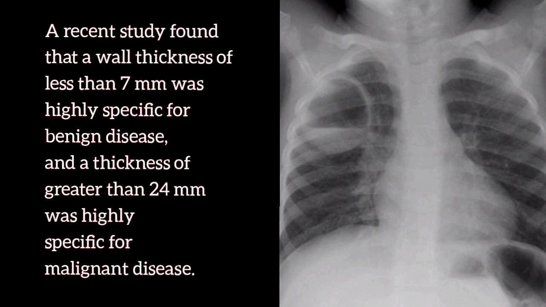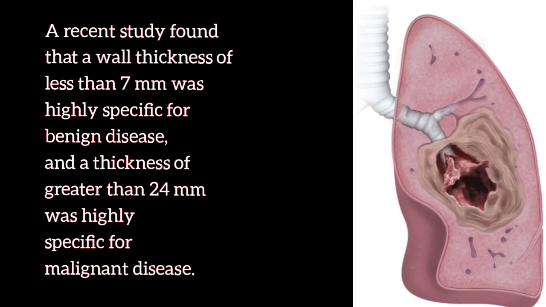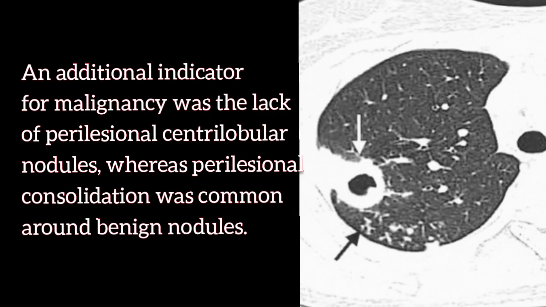A recent study found that a wall thickness of less than 7 mm was highly specific for benign disease, and a thickness of greater than 24 mm was highly specific for malignant disease. An additional indicator for malignancy was the lack of perilesional centrilobular nodules, whereas perilesional consolidation was common around benign nodules.